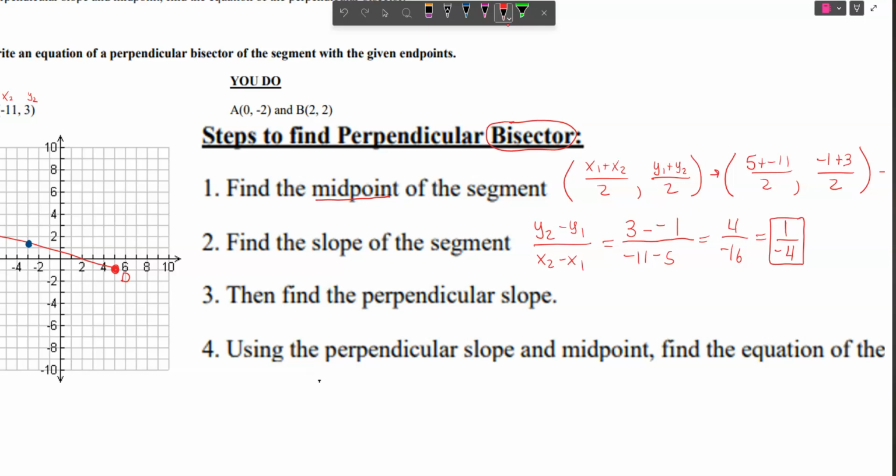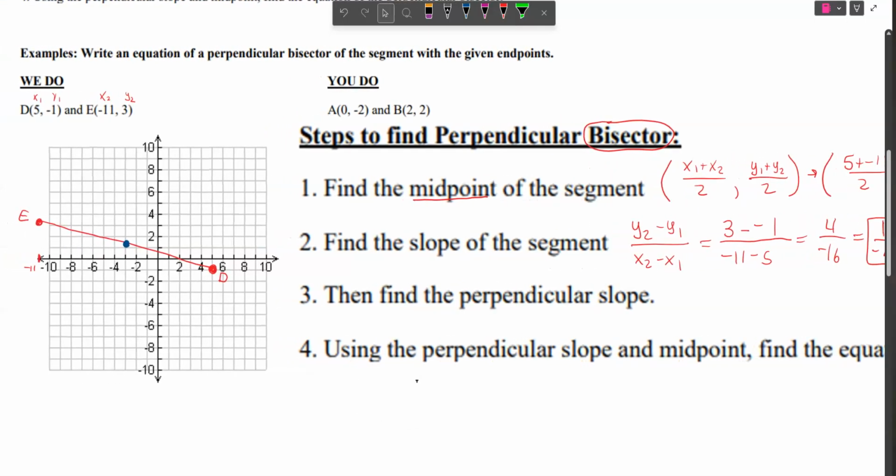1/4. Now, that is the slope of ED, but I want the slope of this line that I'll be drawing in a minute to be able to go and intersect that blue dot at a 90-degree angle. So what we need to do is remind ourselves what it means to be perpendicular on the coordinate plane. In order for two lines to be perpendicular, they must have what's called opposite reciprocal slopes. So what do I mean by that?